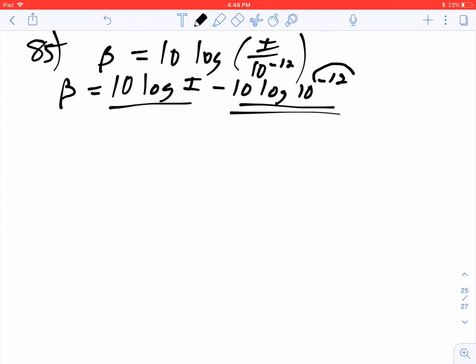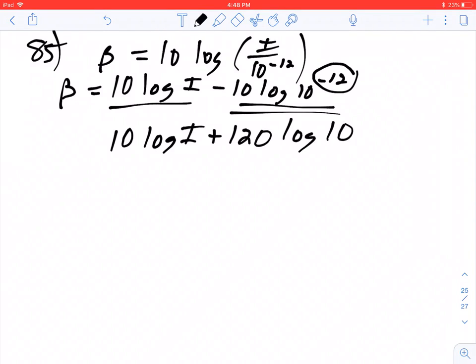So the first thing we're going to do is bring this negative 12 down, and multiply that 10 out in front. So we're going to have 10 log of I plus 120 log of 10. And log base 10, there's nothing written there, so it is log base 10 of 10. That turns into 1. So our new formula that we end up getting is 10 times log of I plus 120.